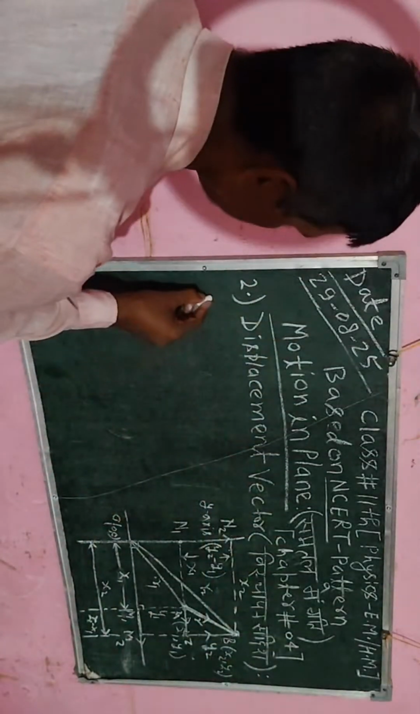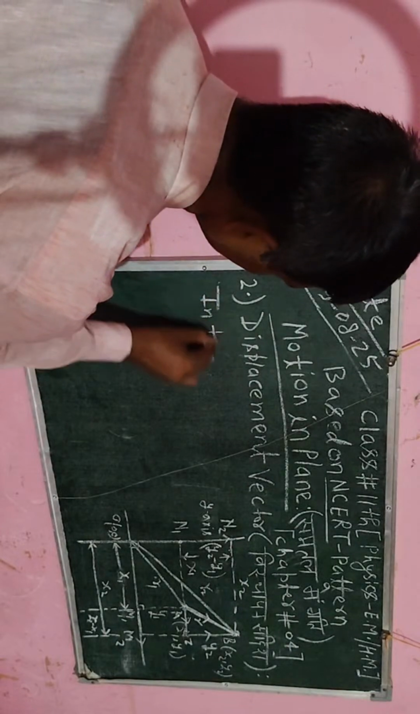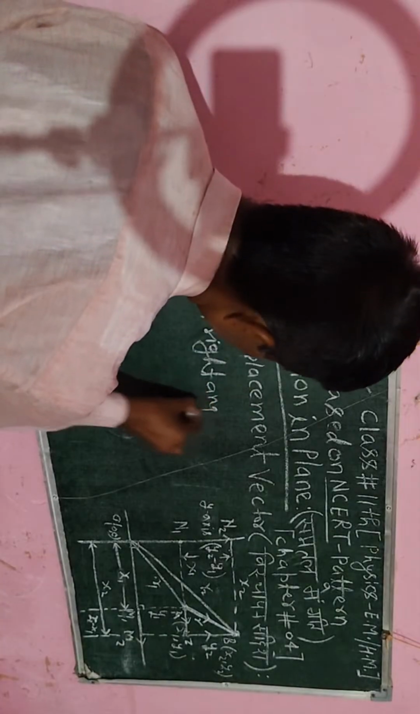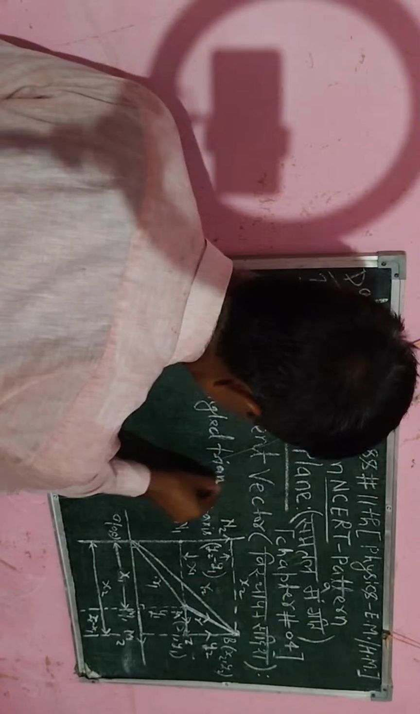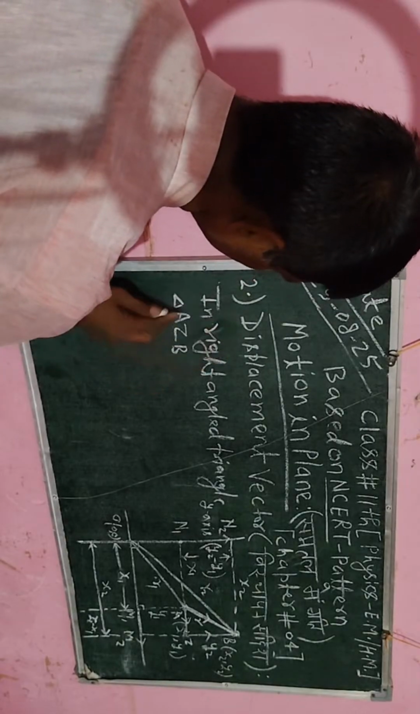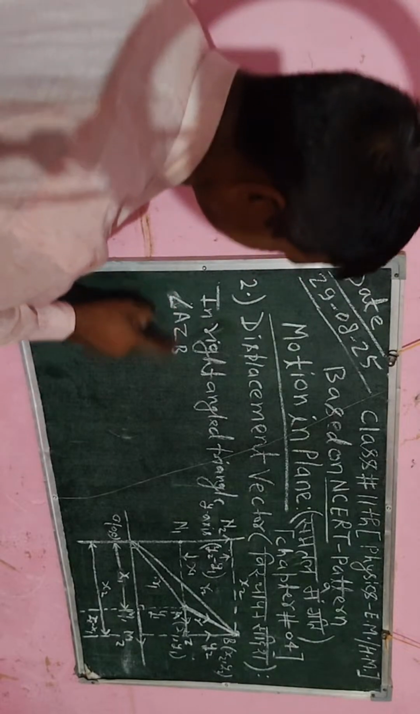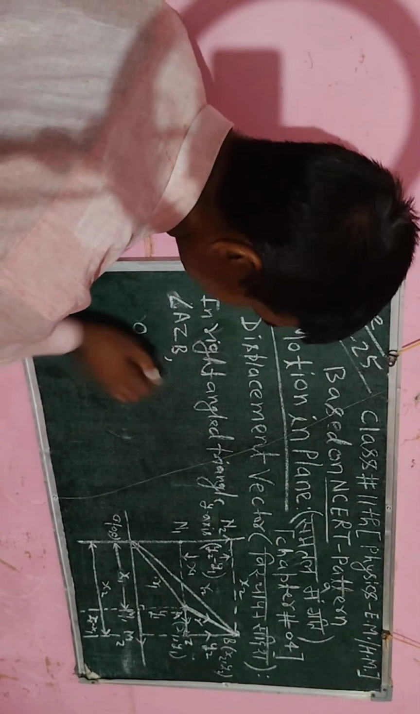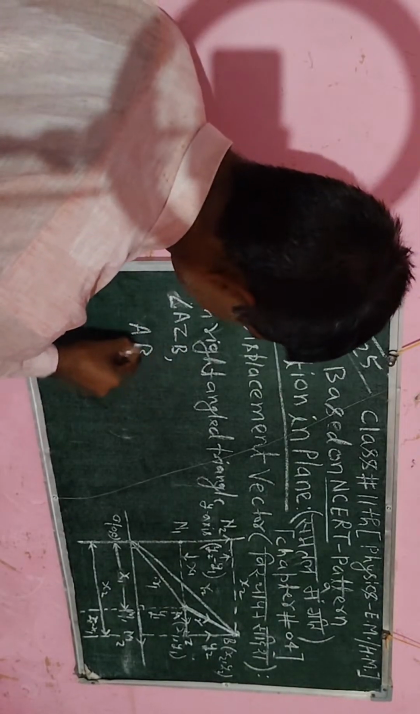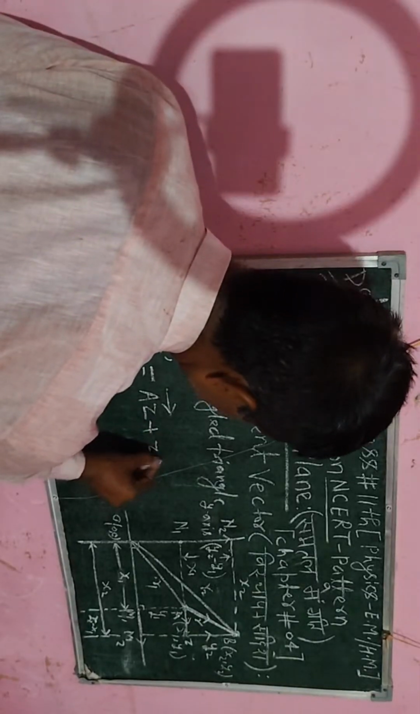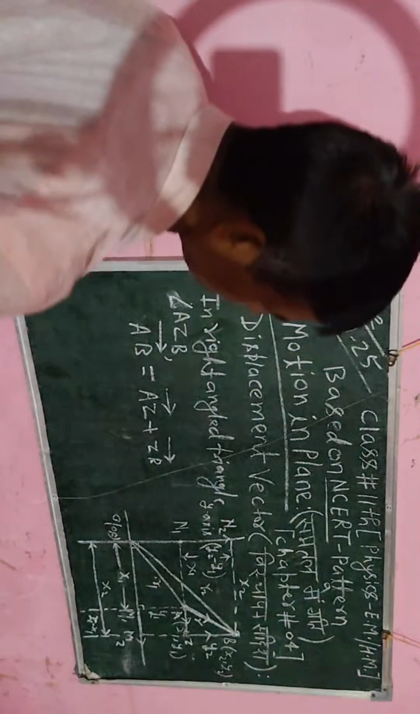So I will consider the triangle. In right angle triangle AJB, I will say the vector AB is equal to the vector AJ plus the vector JB. So we have to get the value of vector R.